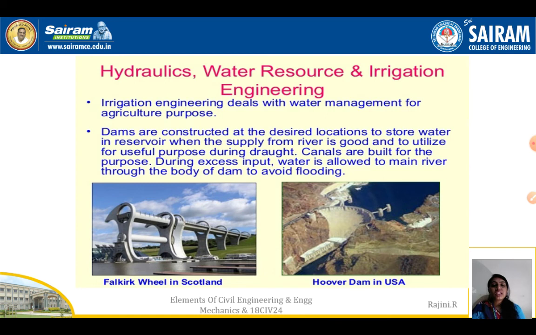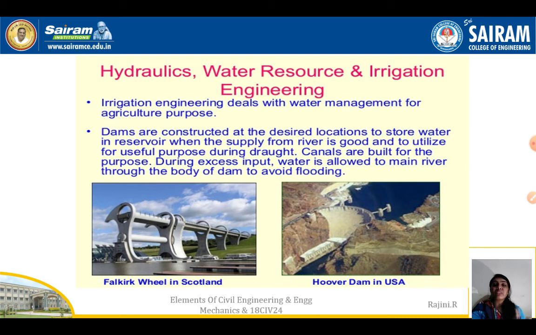Irrigation engineering deals with water management for agriculture purposes, as I said. Dams are constructed at the desired location to store water in the reservoir when the supply from the river is good, and it is utilized for useful purposes during drought, and canals are built for the purpose. During excess input, water is allowed to flow into the main river through the body of the dam to avoid flooding.